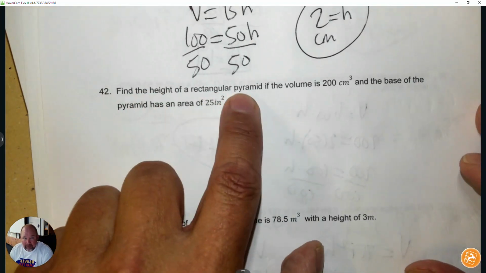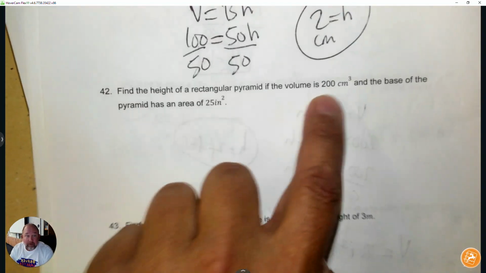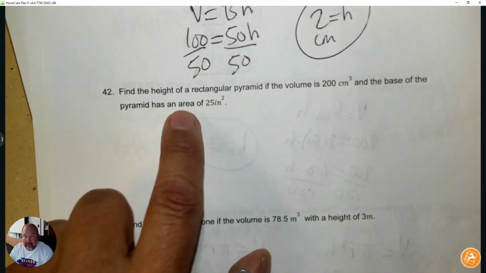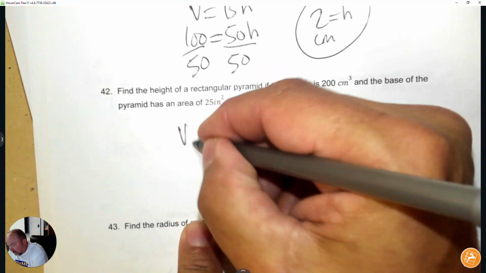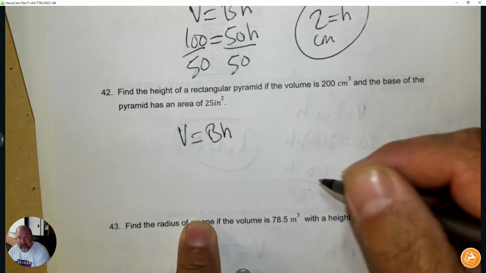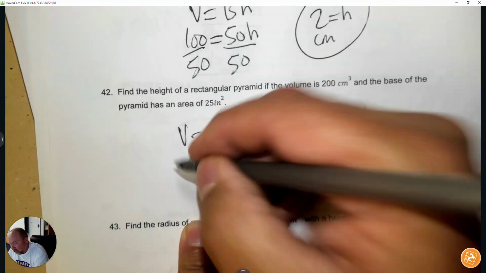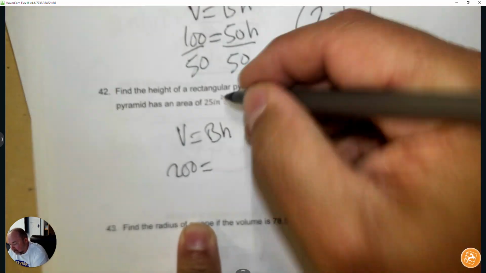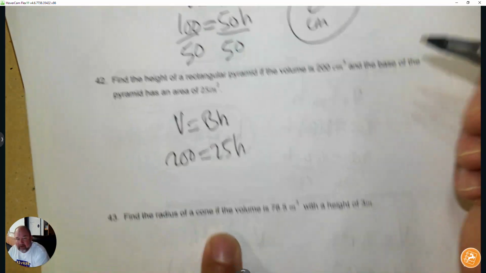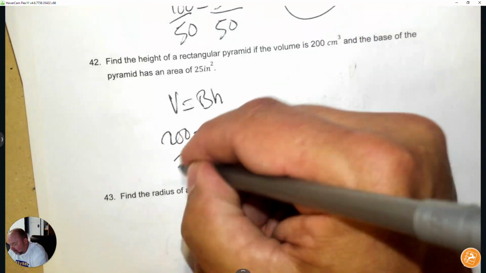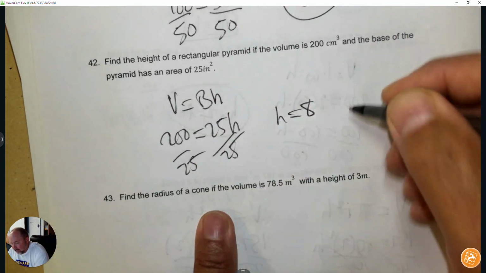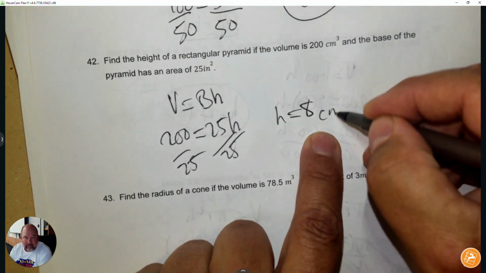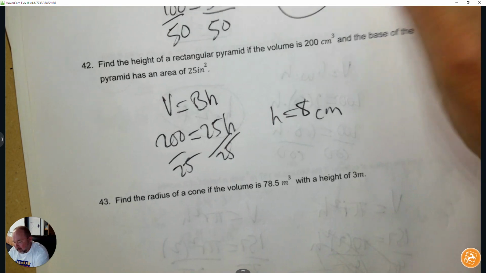Find the height of a rectangular pyramid if the volume is this and the base of the pyramid has an area of this. So the formula for that is the area of the base times the height. The volume is 200. The area of the base is 25 times the height. Divide by 25. And the height is 8, and it's 8 centimeters. All right, we're almost there.